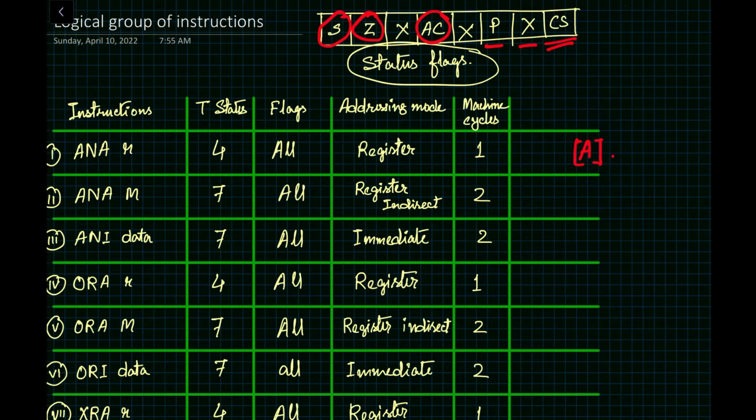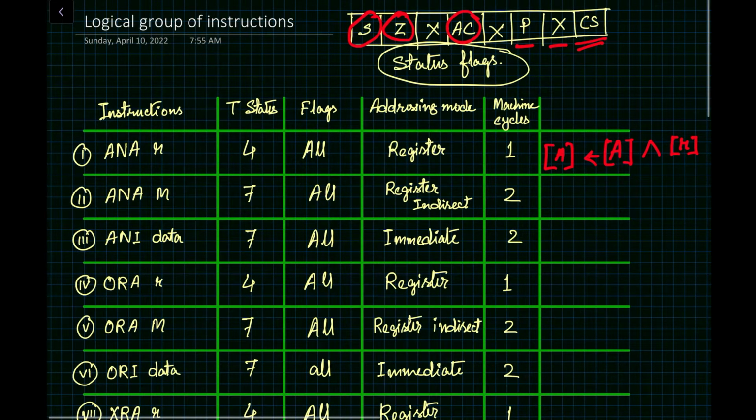If we represent an operation with this symbol, then we have R, where R means the register, and within square bracket it means the content of register R. If we do the AND operation, this is the AND symbol, and we store the data in the accumulator. Whatever the result of this AND operation between the accumulator content and the given register content, the result will be stored in the accumulator. This is our first instruction and this is its meaning.